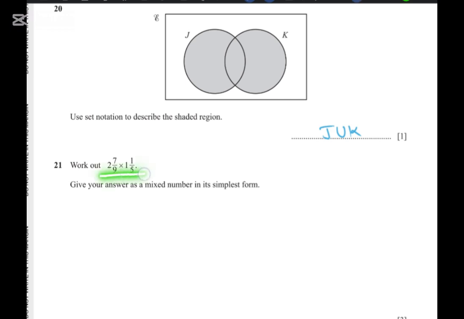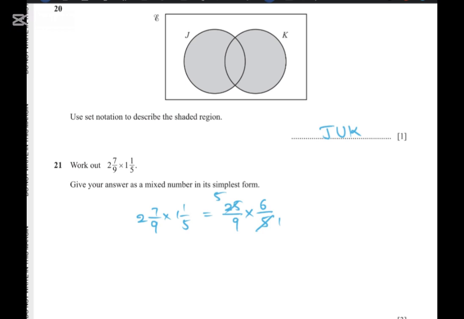Question number 21. 2 7/9 times 1 1/5. Give your answer as a mixed number in its simplest form. So it is 2 7/9 times 1 1/5. First write down their improper fractions. So 2 times 9 is 18, 18 plus 7 is 25, 25/9 times 1 times 5 is 5, 5 plus 1 is 6, 6/5.